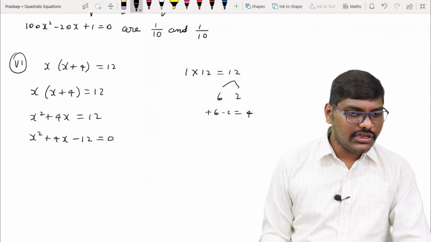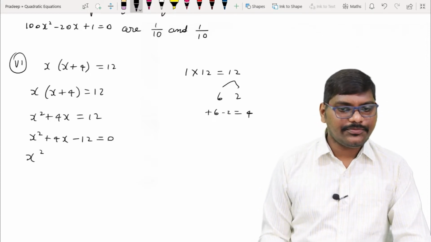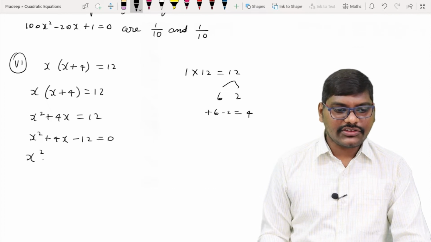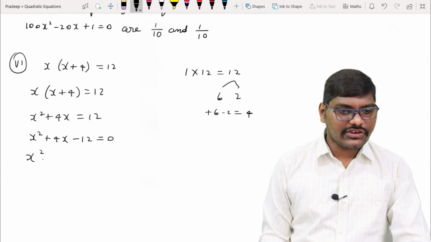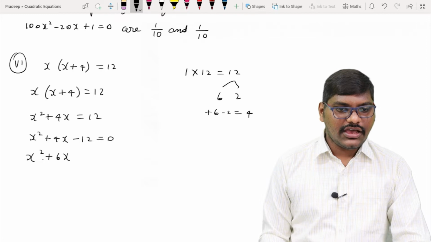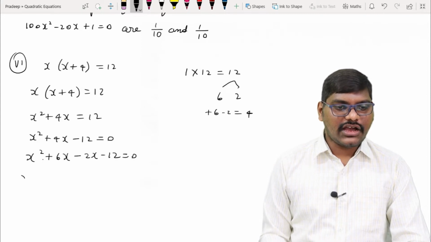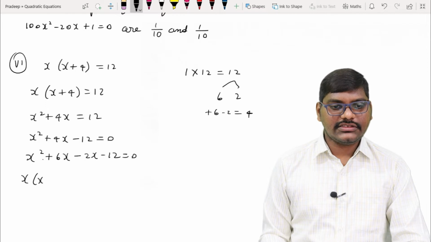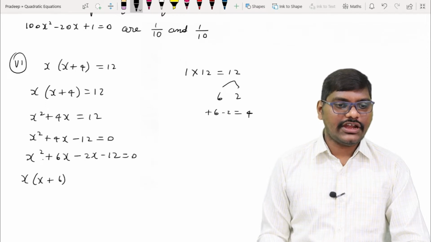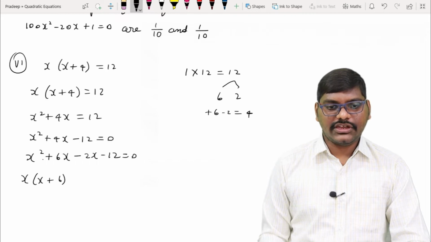So the same thing we'll do here, so that is x square. I'll write this as, here 6 is there, so plus 6x, minus 2x minus 12 equal to 0. So now I can take x common, so I'll remain with x plus 6. So here I took x common, so 6 remains. So I can take minus 2 common, I'll remain with x plus 6 equal to 0.